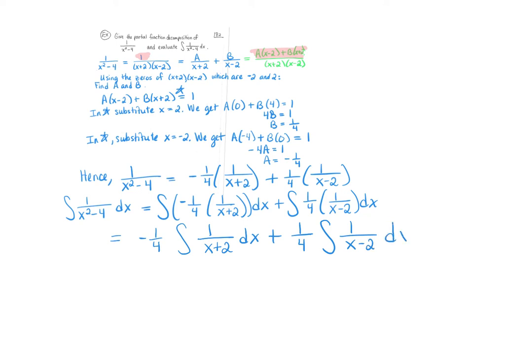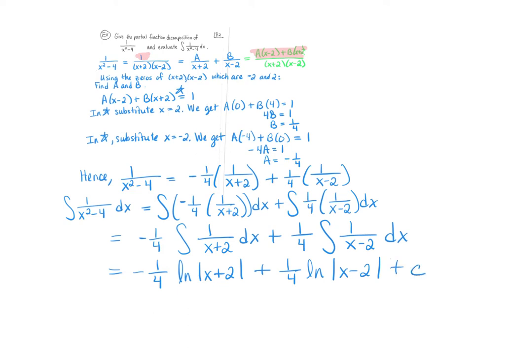And now you do a u substitution here with u equal to x plus 2. Then you'll be integrating 1 over u, which we know the antiderivative is the natural log of the absolute value of u. So that's going to give us -1/4 times the natural log of the absolute value of x plus 2 plus 1/4 times the natural log of the absolute value of x minus 2. Remember, because we do a u substitution here with u equal to x minus 2, take the time and write it out if you need to. And then we add our plus c.